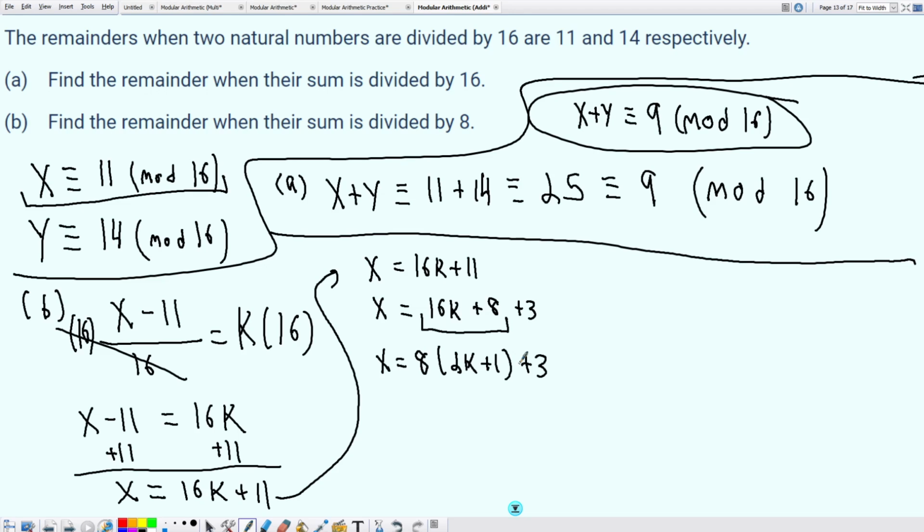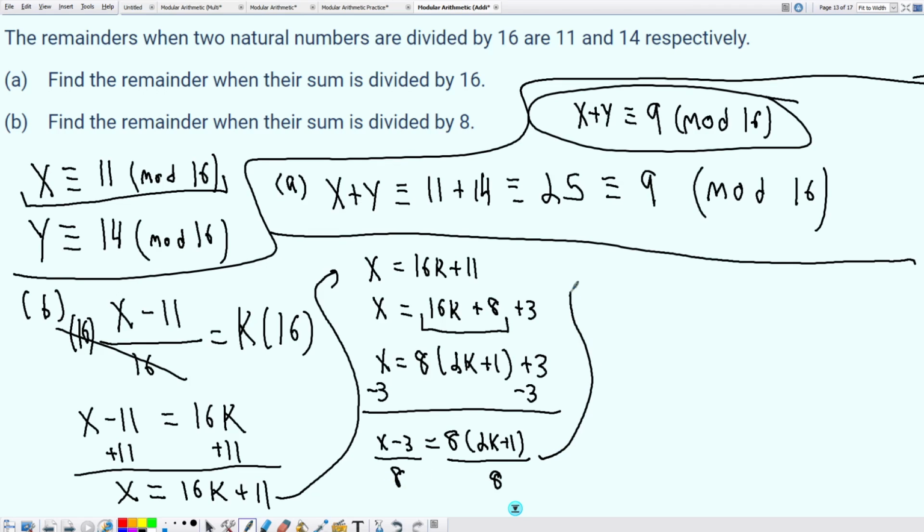And now I have something in terms of 8. So if I kind of work in the reverse direction, subtracting 3 on both sides, reverse the process from what I did before, we have x minus 3 is congruent or equal to 8 times 2k plus 1. Divide by 8 on both sides, I get x minus 3 over 8 is equal to 2k plus 1.